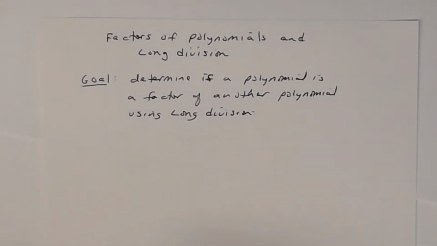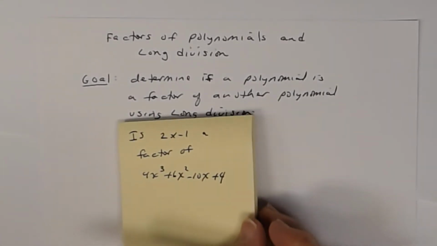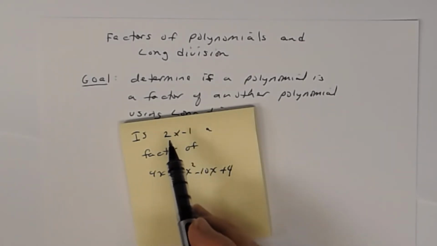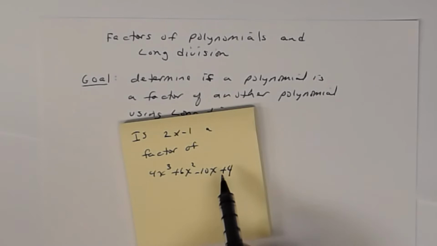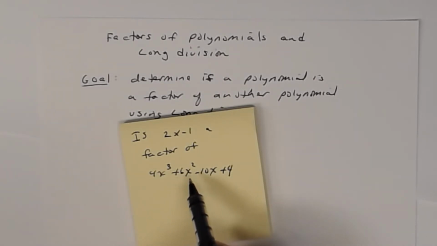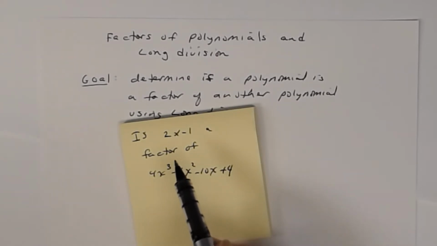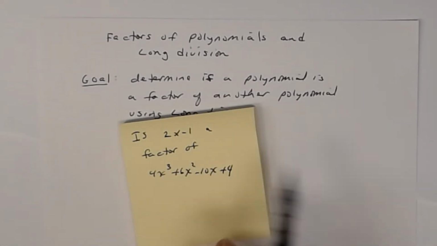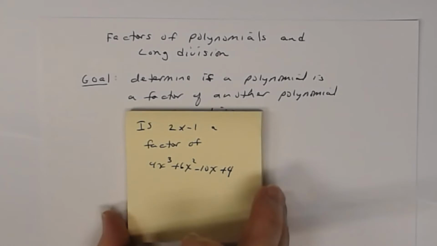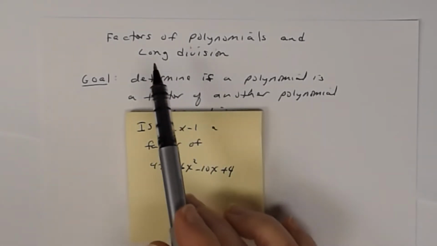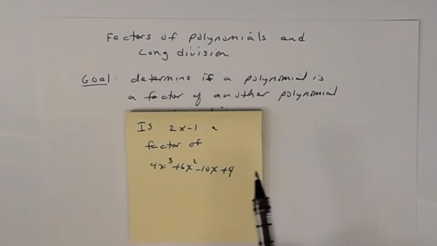At the end of this lesson, you'll be able to answer something like this. Is the polynomial 2x minus 1 a factor of this polynomial 4x cubed plus 6x squared minus 10x plus 4? And it's not a very difficult process. It's going to entail previous knowledge that you know about factors and also the fact that you now know how to deal with long division.